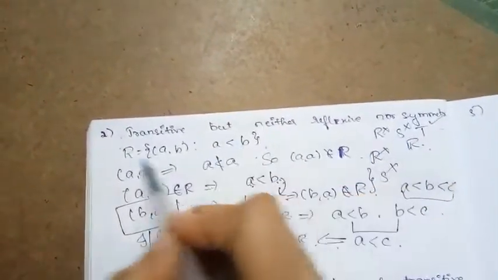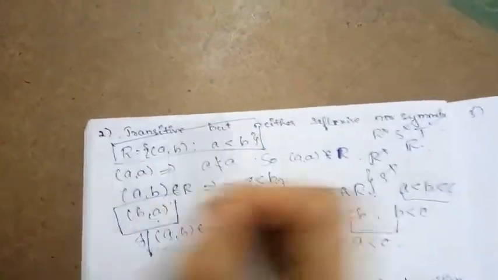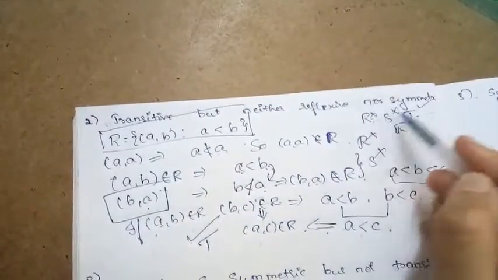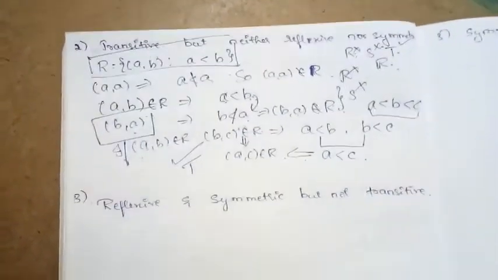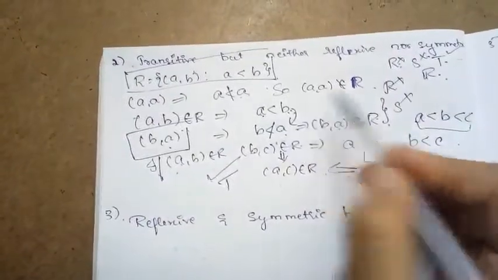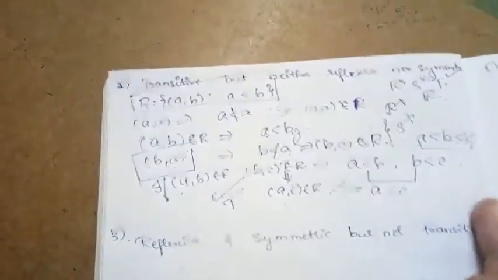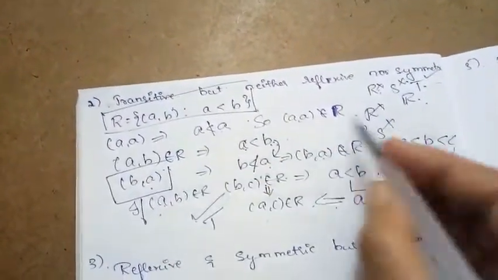So this relation is transitive but neither reflexive nor symmetric. For the symmetric case, you can take any random example also, instead of taking (a, b) here.